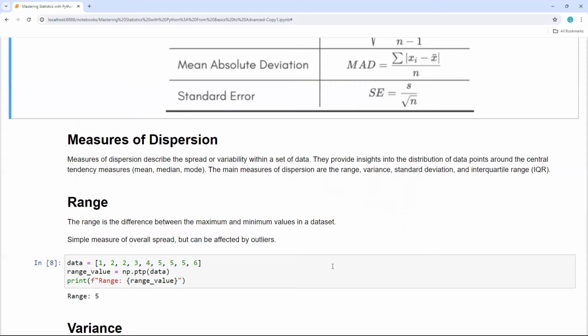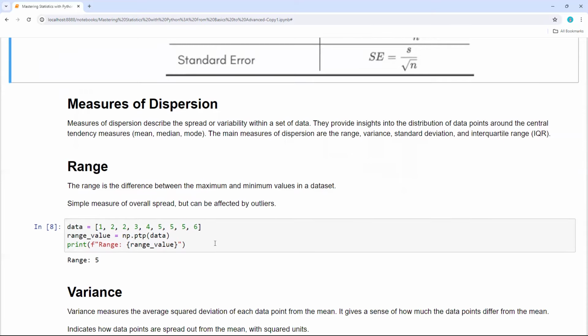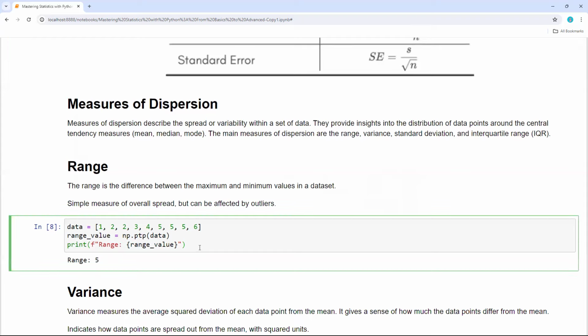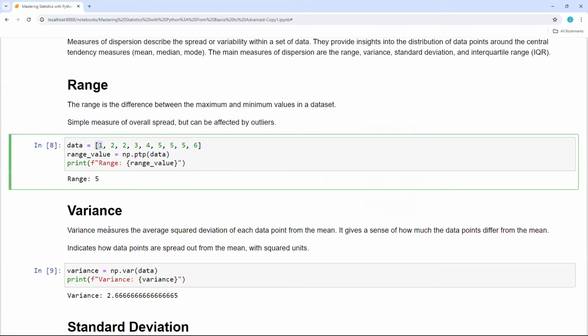The range is nothing but the difference between the maximum value and the minimum value. So here is an example where I have the same list 1 2 2 3 4 5 5 5 6, and the range value is np.ptp(data). If I wanted to calculate the range, it should give me 6 minus 1, the maximum value minus the minimum value. The range is 5. Okay, let's jump into variance.